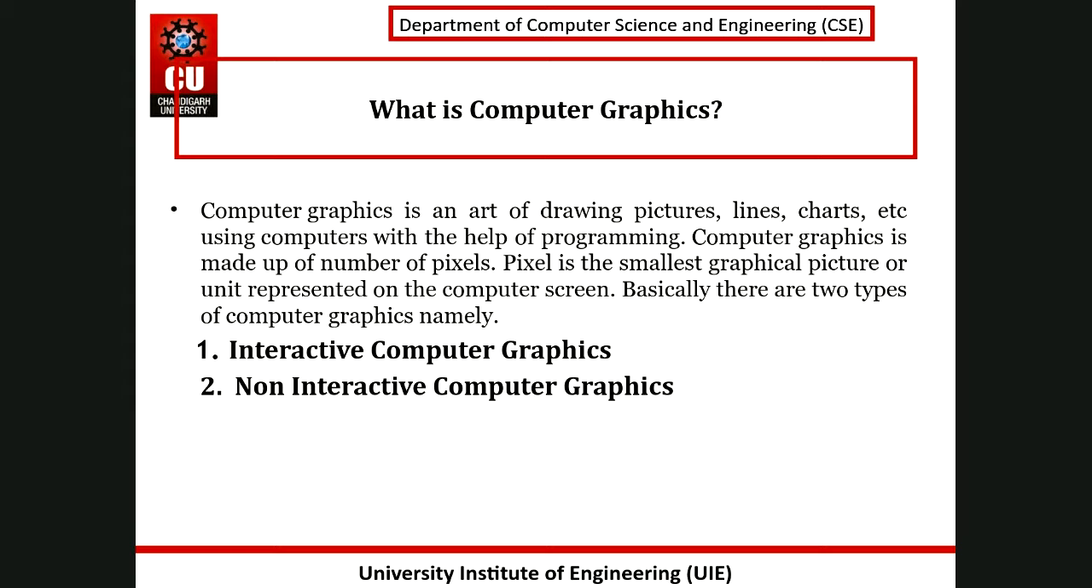One more definition of computer graphics is that computer graphics involves graphical techniques for generating. Means with the help of computer graphics we can generate images or graphics, we can manipulate the graphics or images, we can process the images, and we can represent the images, or you can say graphics, by using the computer.